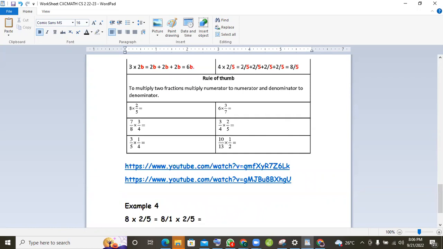Now, when we are multiplying fractions, the rule of thumb is to multiply numerator to numerator and denominator to denominator. In fact, multiplication of fractions is even easier than subtraction and addition. The denominators do not have to be common. You just multiply numerator to numerator. Here we go. Numerator times numerator over denominator times denominator.